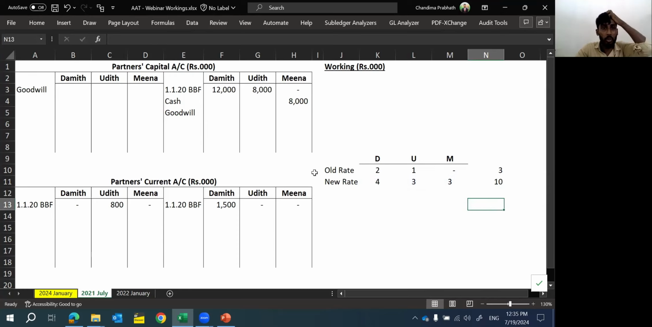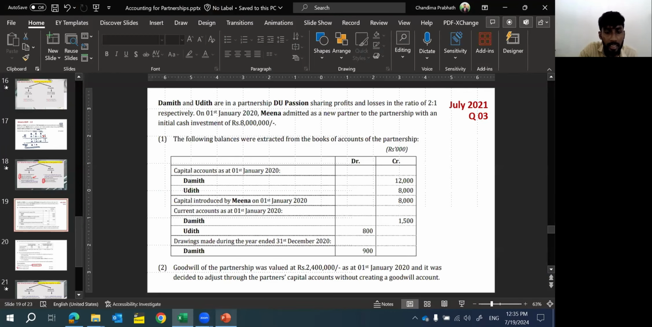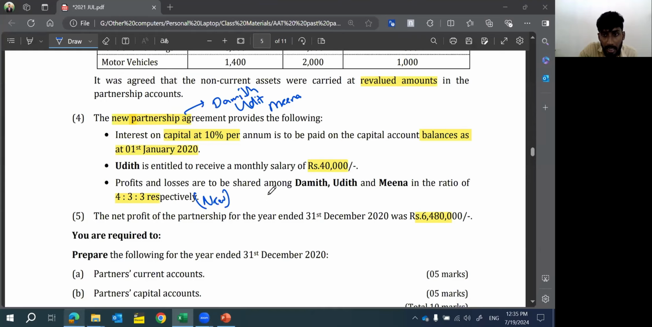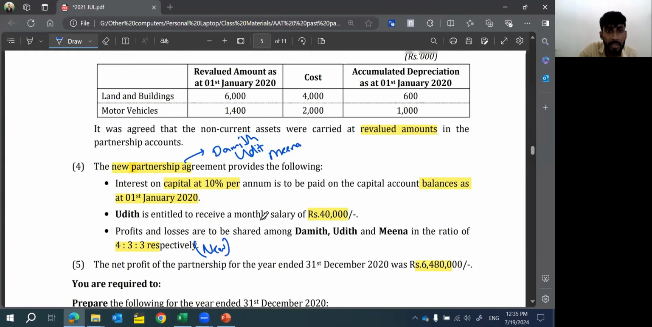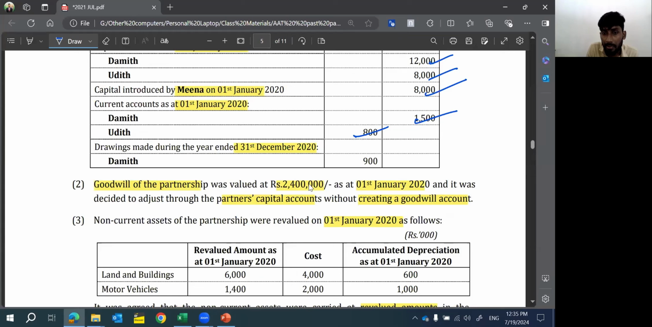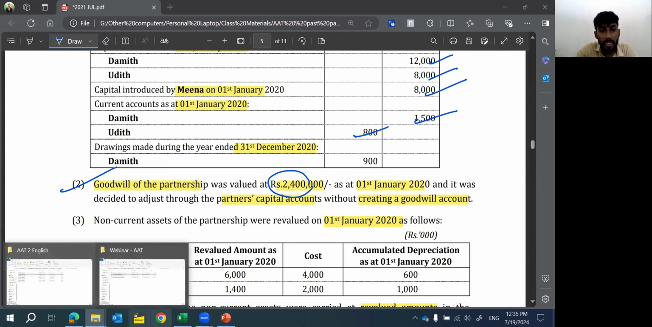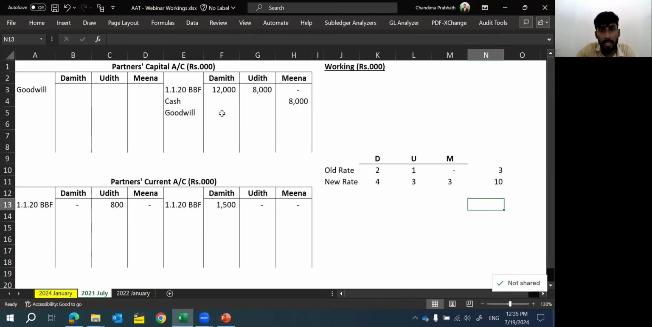Why? Since I need to split the entire goodwill based on these rates. How to do that? Let's take the goodwill. The goodwill of the partnership was 2.4 million, that is 2,400. So how to do the adjustment then? Here, Damit will get 2 out of 3.